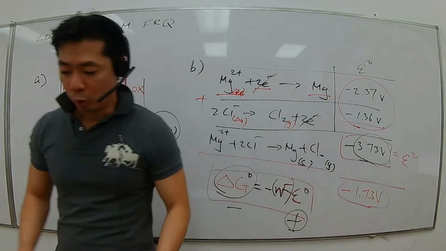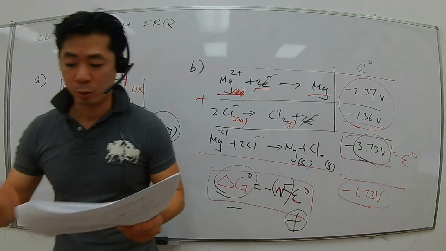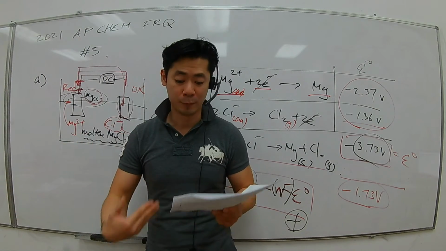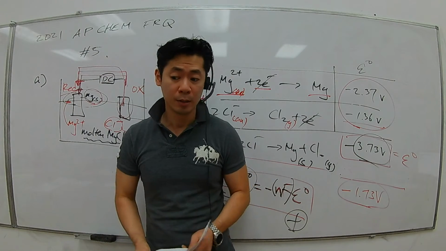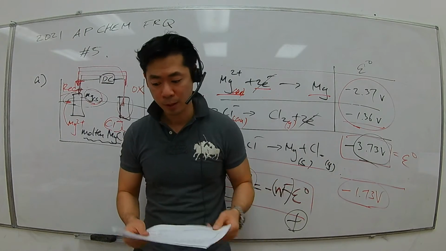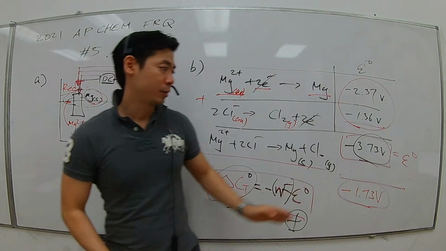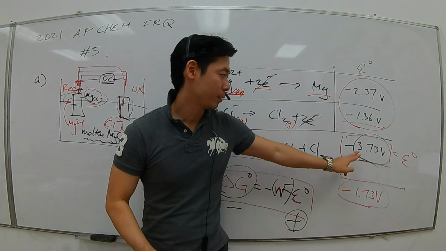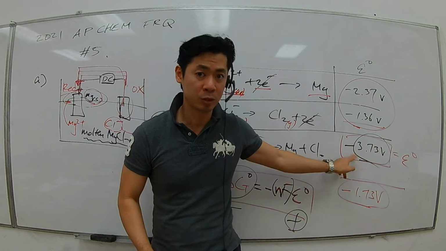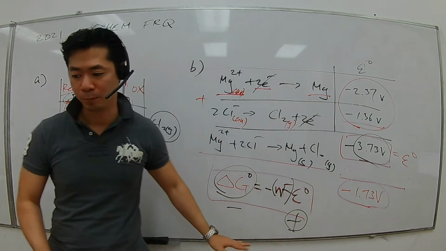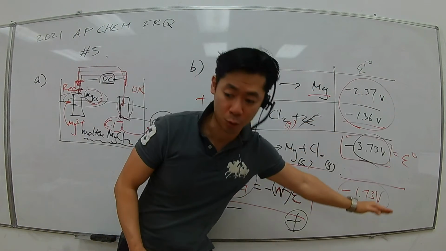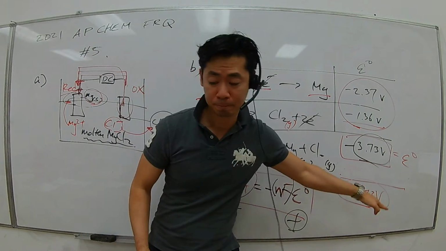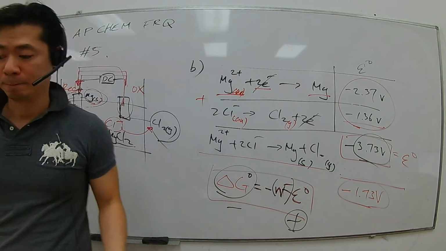So would the 2 volt battery be enough for the reactions to occur? The answer is no, because the battery voltage must be at least positive 3.73 volts to support this reaction, to make the entire electric potential positive. That'll be the answer for part B.